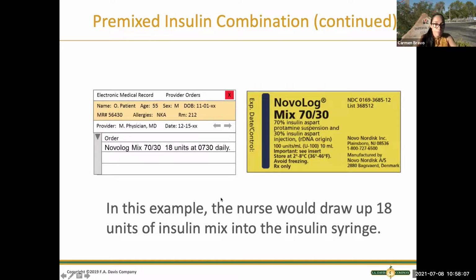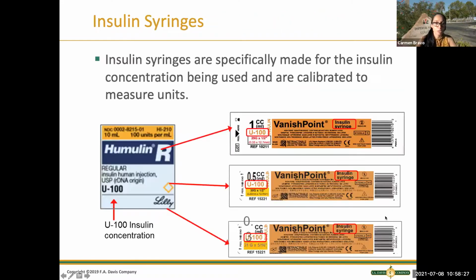Okay. So here we have an example of a premix. The doctor orders Novolog Mix 70/30. He orders 18 units in the morning. So that's the order right there. So the nurse will just draw the 18 units on the syringe, and that's about it. And administer sub-Q.